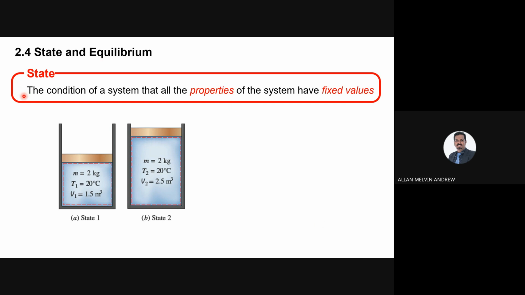The definition for state: the condition of a system where all the properties of the system have fixed values. As you can see in this figure, you have first state 1: m equals 2 kg, temperature T1 equals 20 degrees Celsius, and volume V1 equals 1.5 meter cube. So this is your first state.